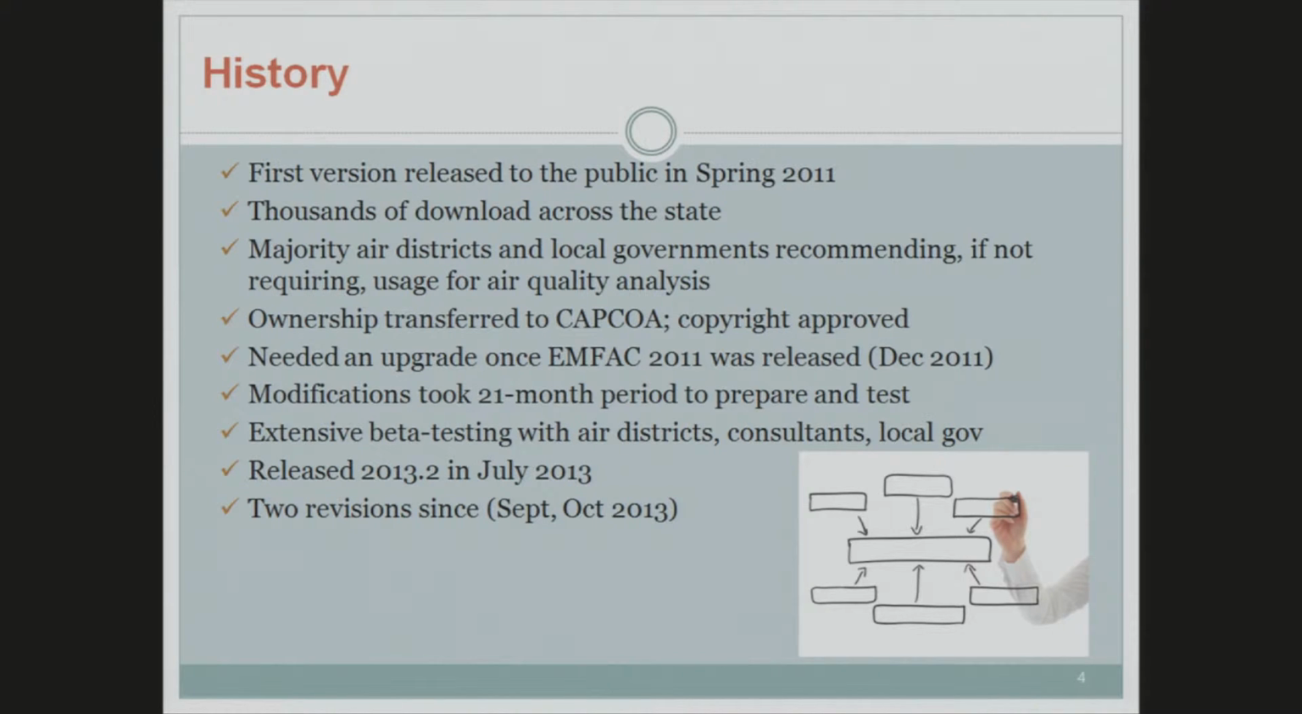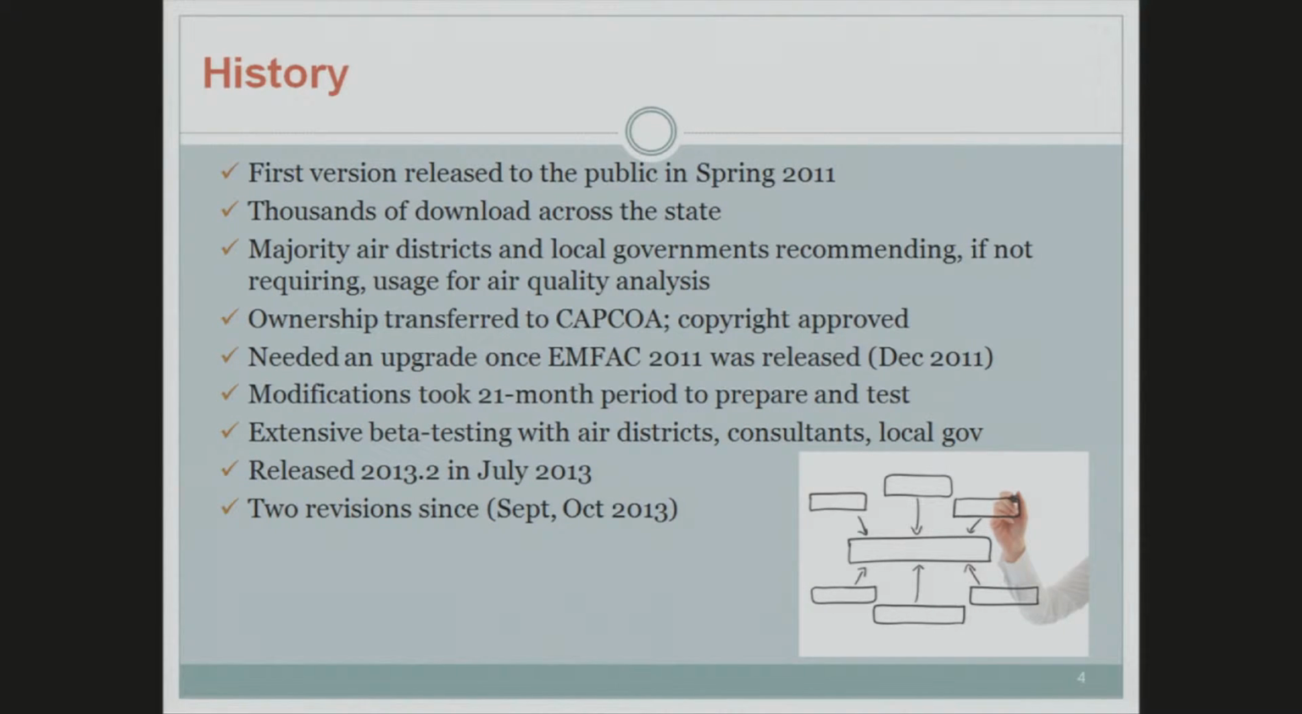That modification ended up taking a little longer than we expected. It ended up taking 21 months to prepare as well as to test, but we wanted to make sure we had extensive testing on that. We released it back in July. However, no matter how much extensive testing one can do, you can still run into a few pitfalls, and even after that, people, when running it, came across a unique scenario that we didn't catch in our testing and needed a little tweak. So we actually made 2 tweaks, one in September, one in October. The latest version you find online at www.caleemod.com is the latest version we released in October.